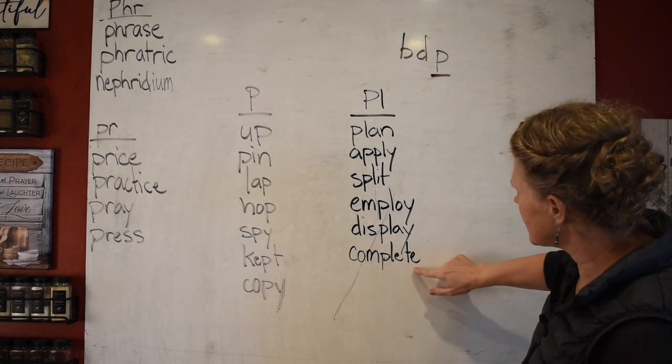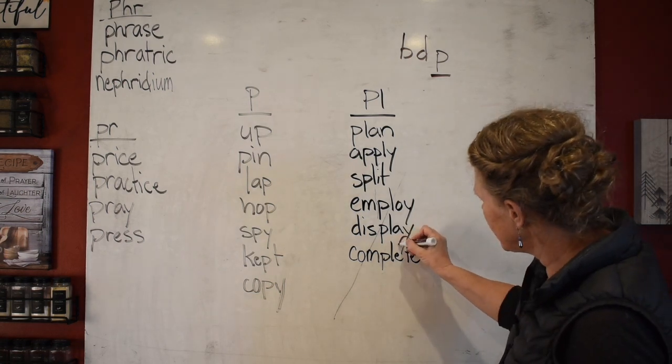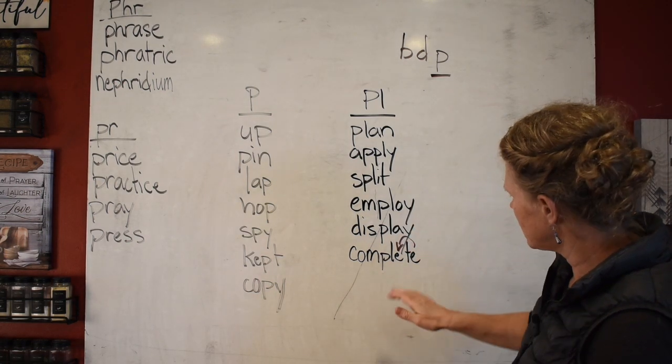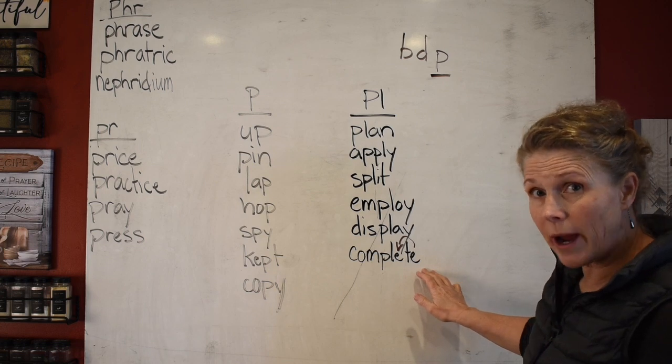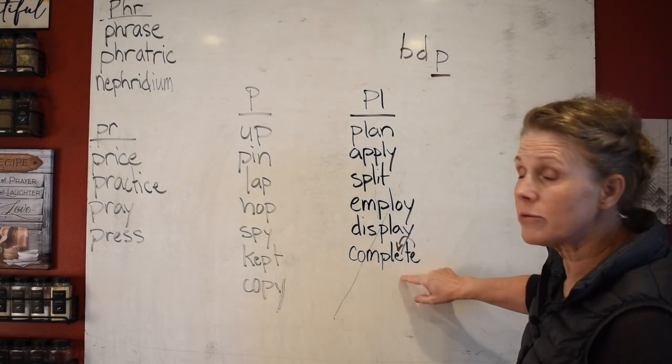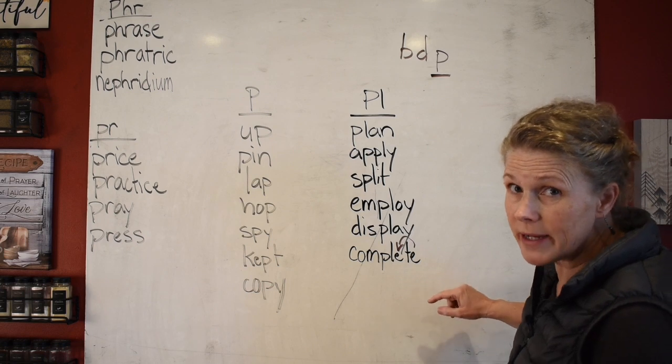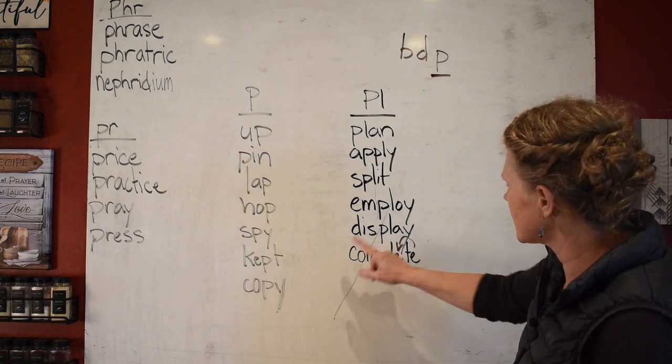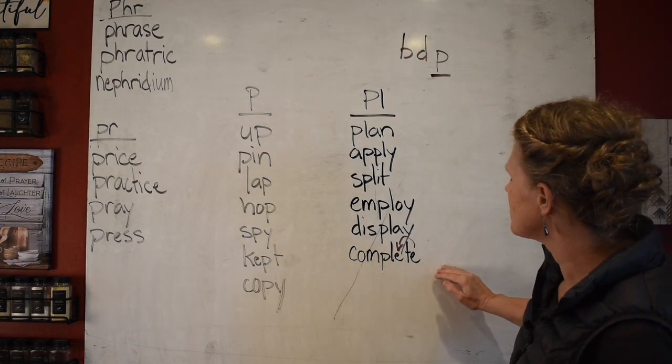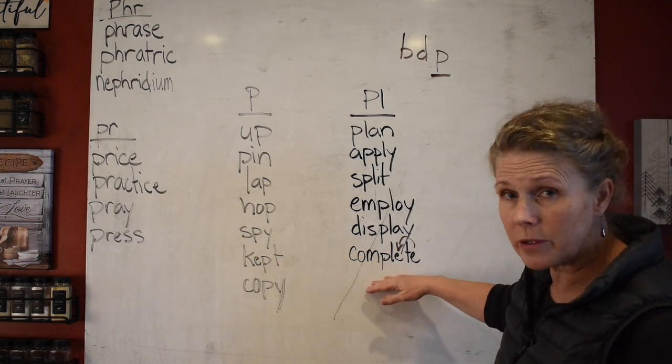eat. Look, this is a silent E syllable. This is one of those silent E syllables that's rare. We do not have a lot of silent E syllables like this. Okay? Complete. So this would be more like a sight word that you would want to do.